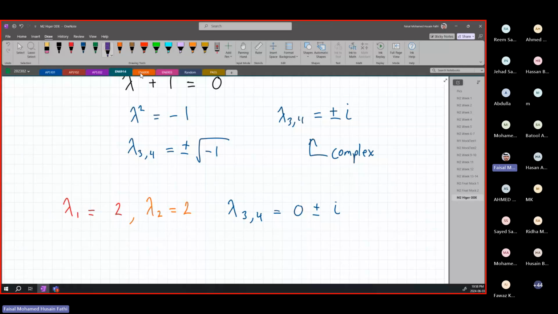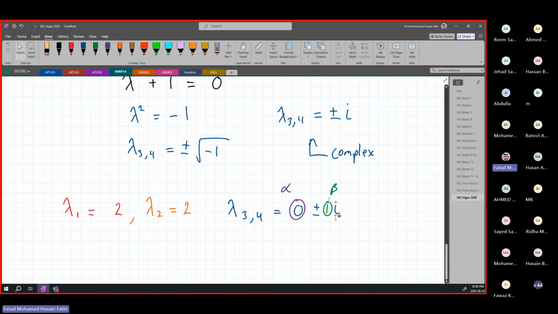Because later we will know that this is our alpha, and we know that here we have 1, which is our beta. All right? That is why I like to write it in this way.